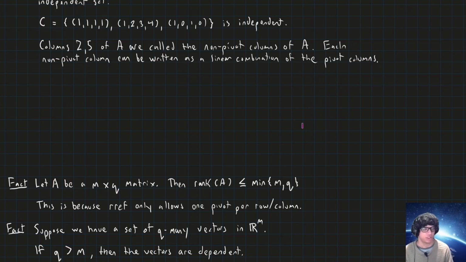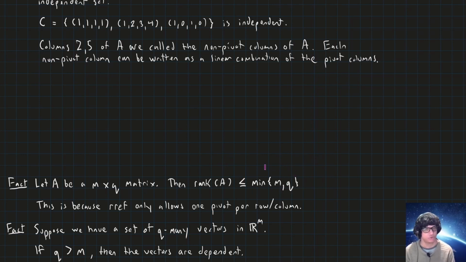Okay, so now I'll give you a nice upper bound on what the rank could possibly be. Let A be an m by q matrix, then the rank is going to be less than or equal to the minimum of m and q. By this I mean the lower value of m and q, where m is the number of rows and q is the number of columns. So that's an upper bound for the rank, the highest the rank could be.